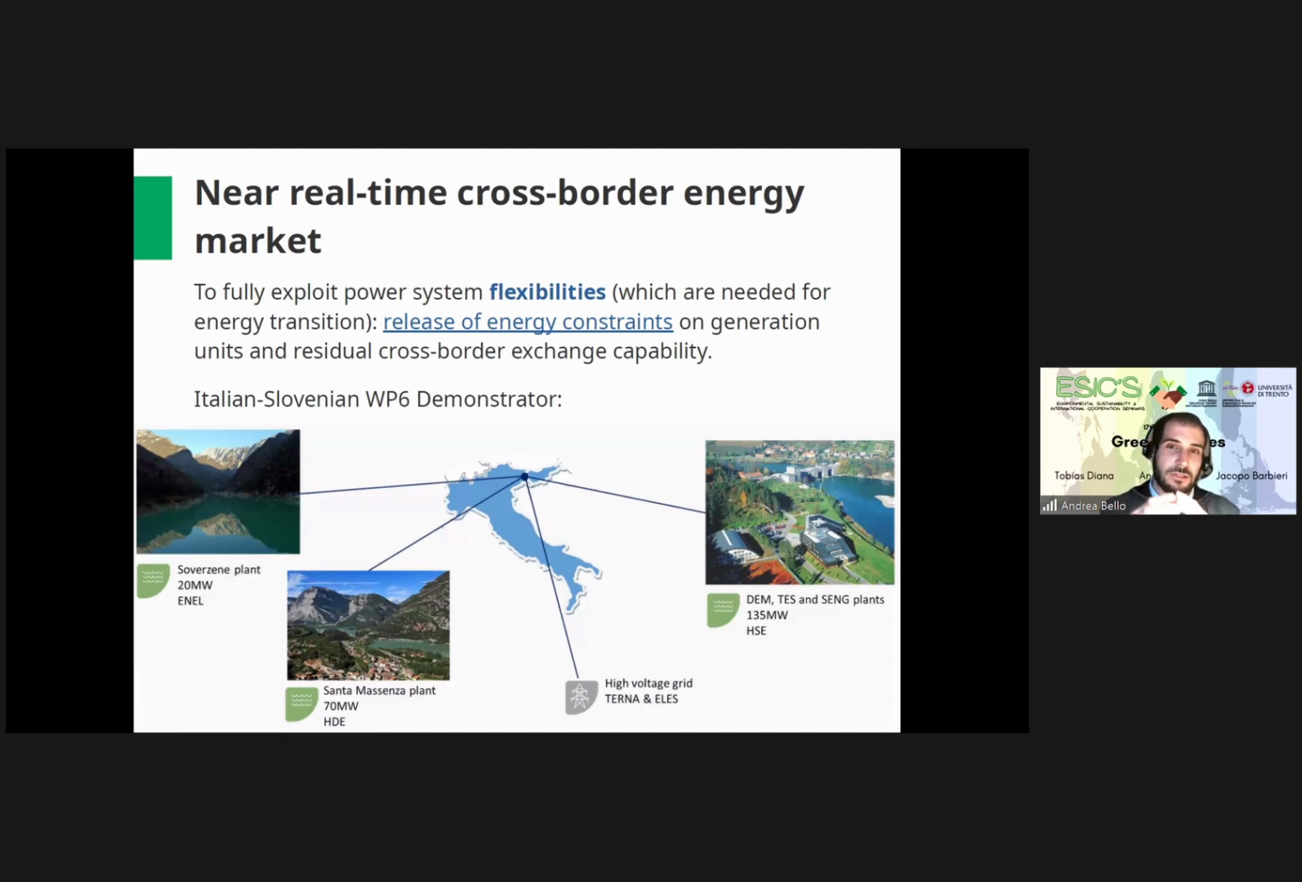So this market, through its characteristics of near real-time and cross-border, aims to release the energy constraints on already existing generation units, and also residual cross-border exchange capability, which is how much transmission capacity is left between the countries. The aim is to fully exploit what is already operational. So before building new plants, we want to really extract everything we can from what is already operational. And also from Trentino, we have participation.